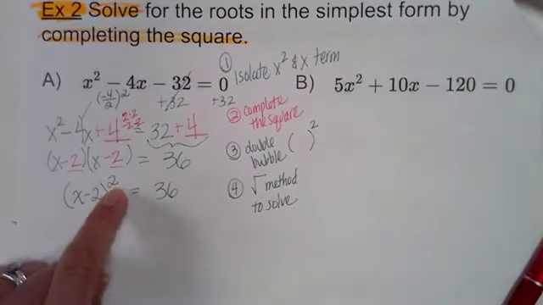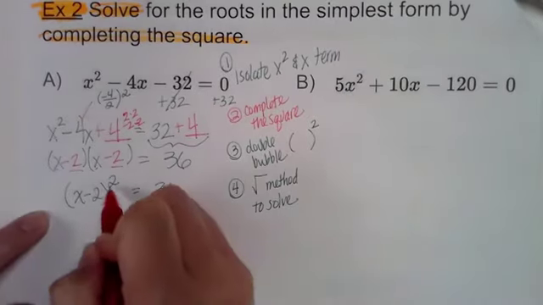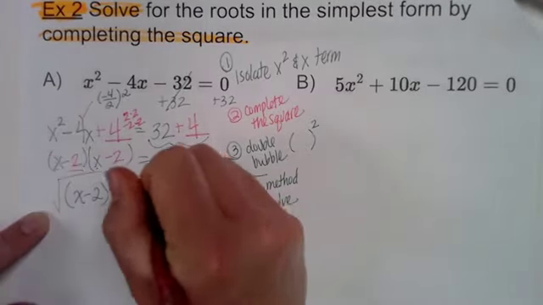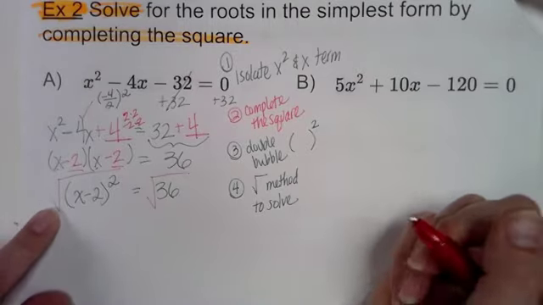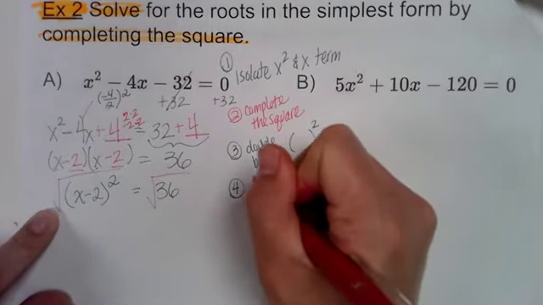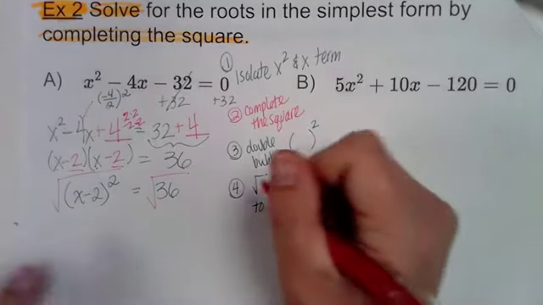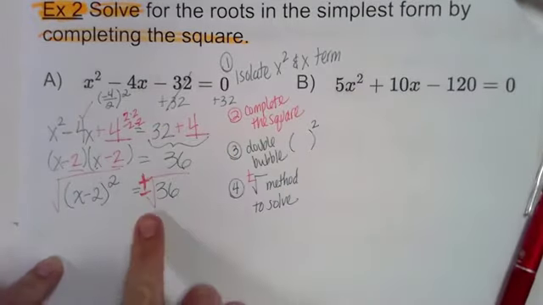Now that we've got it written as something being squared, I can use the square root method. How do I get rid of this power of 2? Square root. We can take a square root of both sides. What do you have to remember when you take a square root? Don't forget the plus or minus.